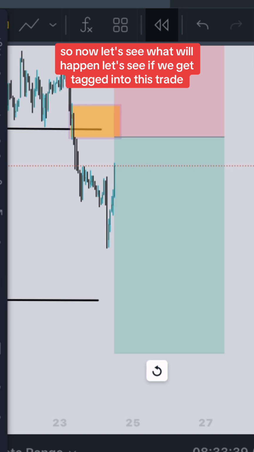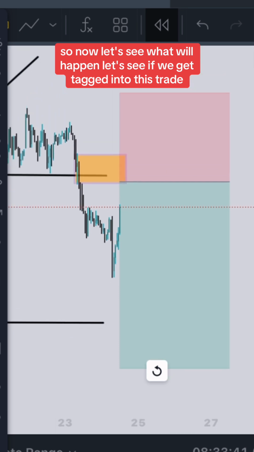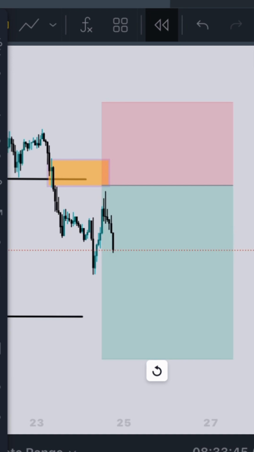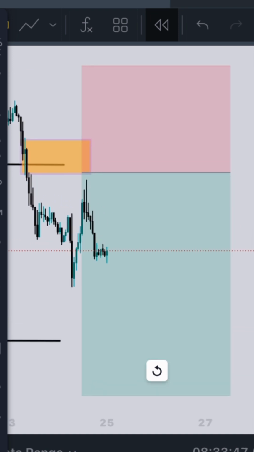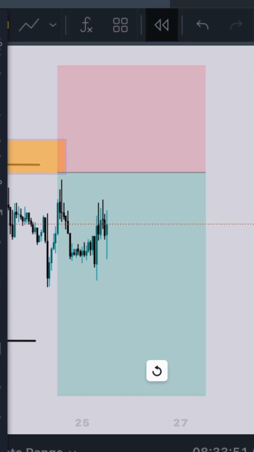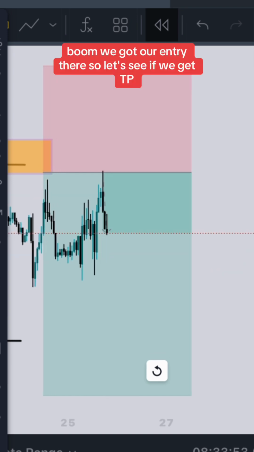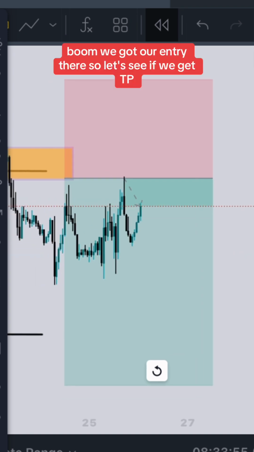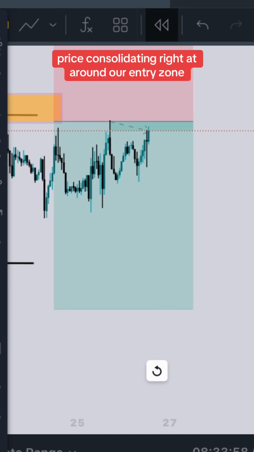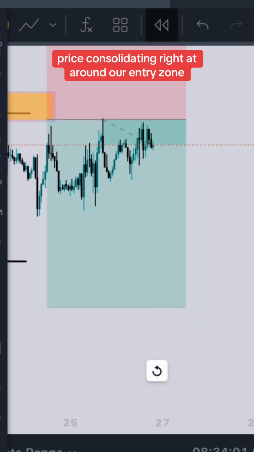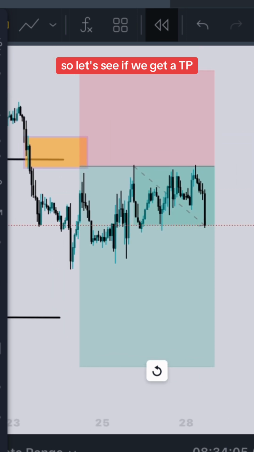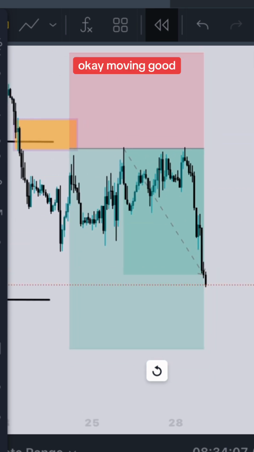So now let's see what will happen. Let's see if we get tagged into this trade. So let's see. Boom, we got our entry there. So let's see if we get TP. Price is consolidating right around our entry zone. So let's see if we get a TP. Okay, moving good.